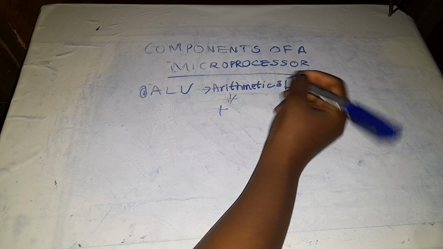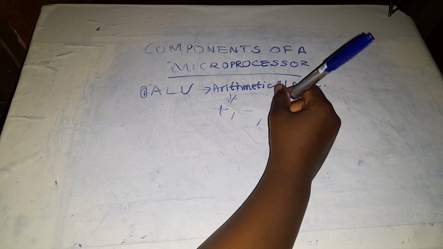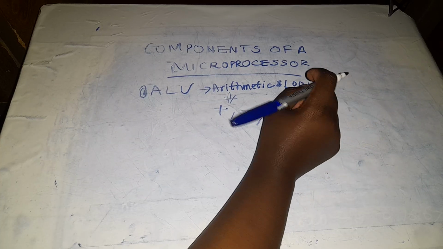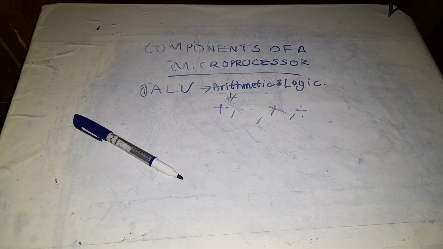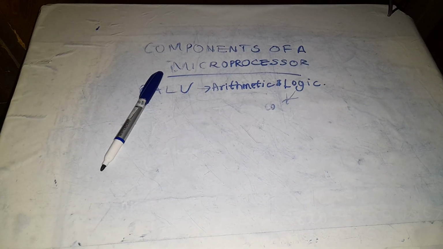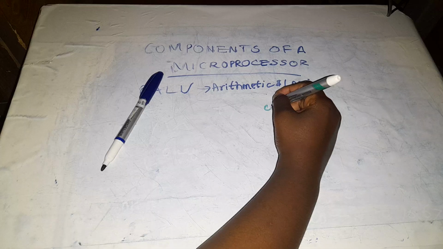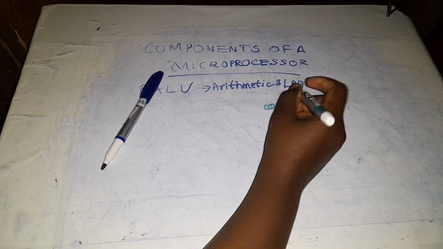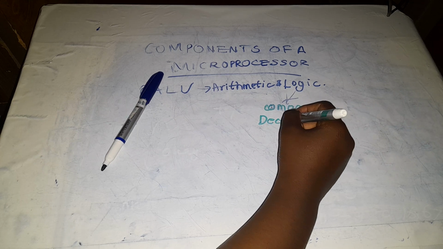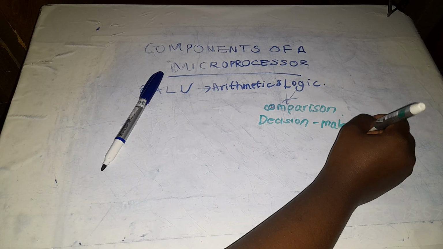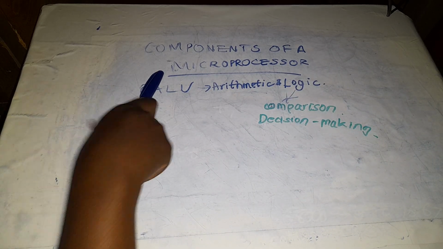When you talk about arithmetic, you're talking about addition, subtraction, multiplication, and division. And when you're talking about logical operations, what you should be thinking about is things like comparison, and then you have a decision making process. So that is what comprises the ALU.